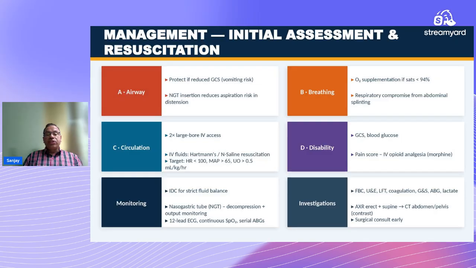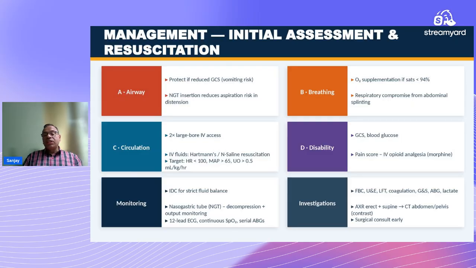Nasogastric tube insertion reduces the aspiration risk, and also if the abdomen is massively distended, a nasogastric tube should be inserted to drain. This not only reduces the girth of the abdomen but also prevents the splinting of the diaphragm. It also promotes peristalsis and obviously prevents the risk of aspiration.